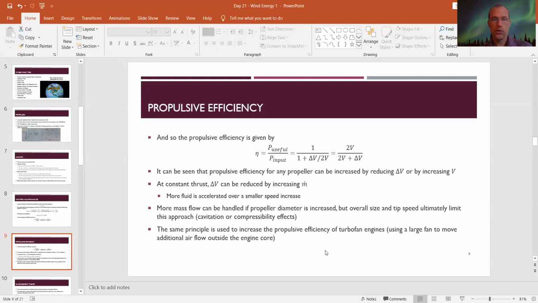The same principles are used to increase the propulsive efficiency in a turbofan engine. A turbofan engine, unlike other turbojet engines, has a big fan that goes around the engine. It's even bigger in diameter than the engine, and it's used as a propeller to suck in more air from outside of the engine core, outside of the part that's actually having jet fuel added and being combusted.